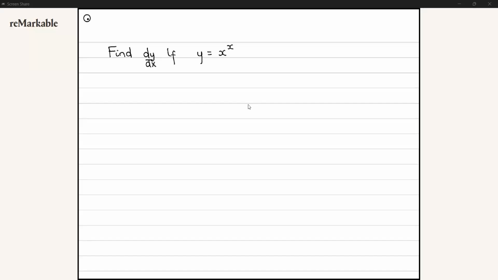Okay, so in this video, I'm going to work out a problem that requires us to find the derivative of the function y equal to x to the power x. And of course, I'm going to use two methods.